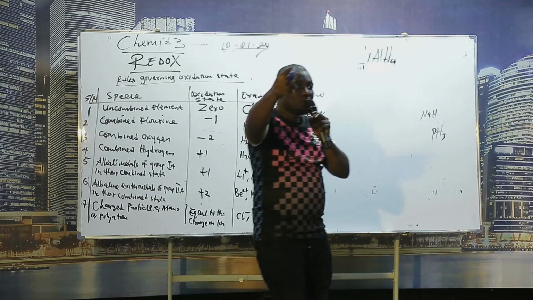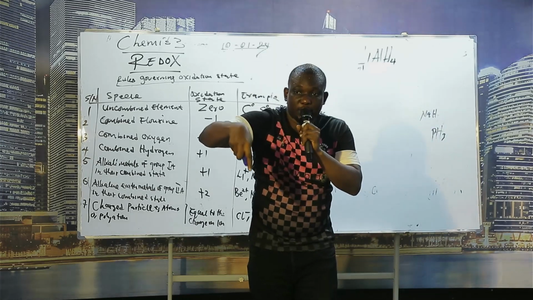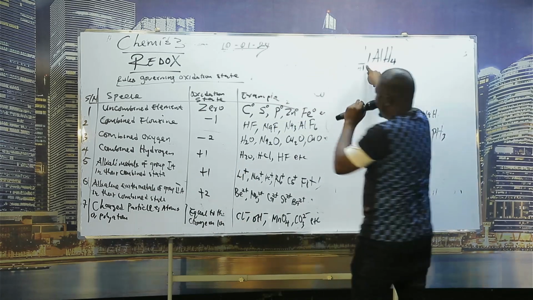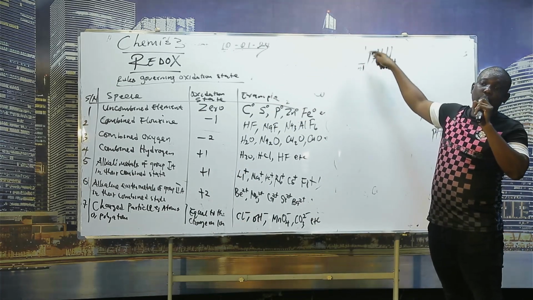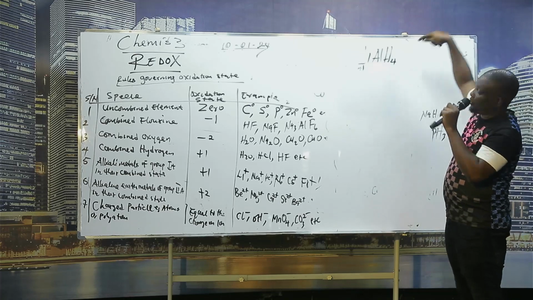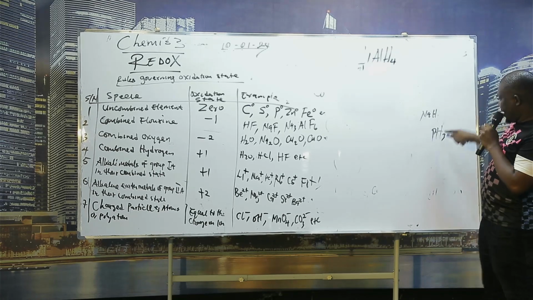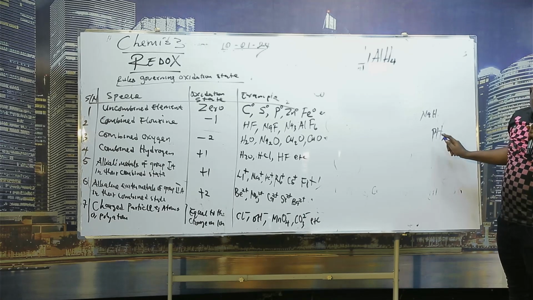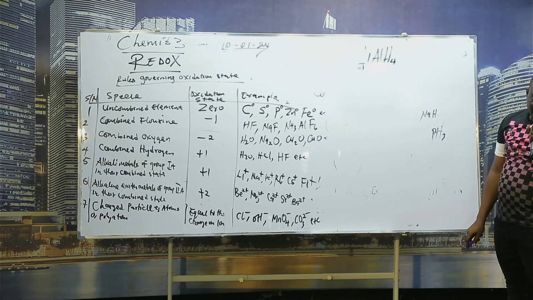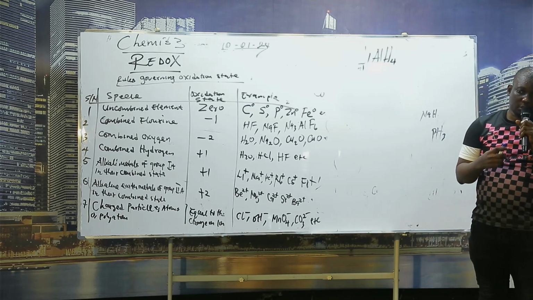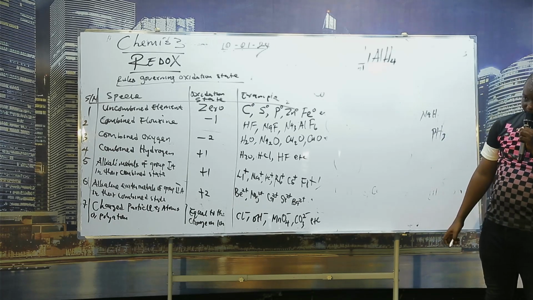So every time you see hydrogen combine with an element that ends in -ium, like here, this ends with -ium, the oxidation state of hydrogen is not +1, but what? -1. But here it is what? +1. Have you seen the difference? Have you seen where it will be +1 and where it is what? -1. Take note so that you don't get the answer wrong.